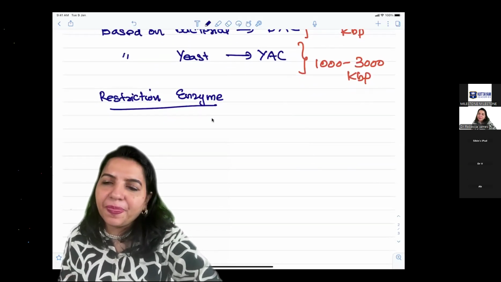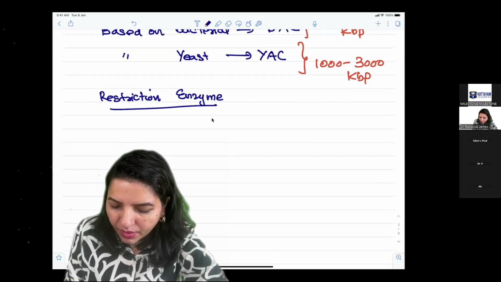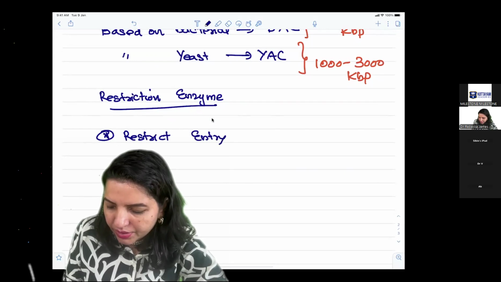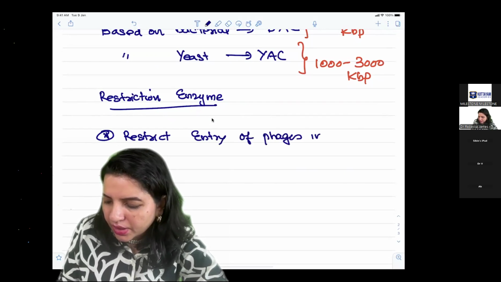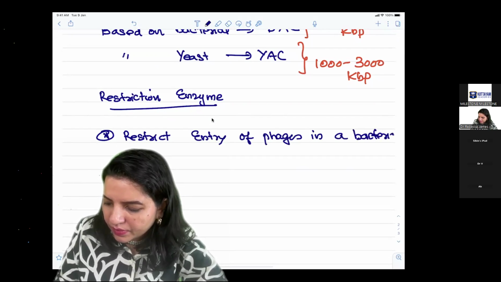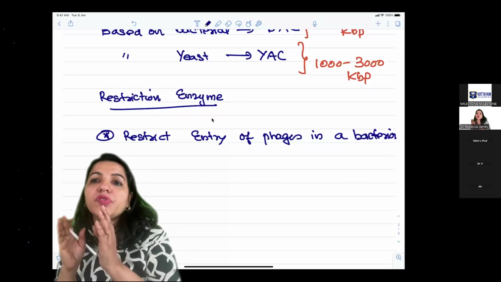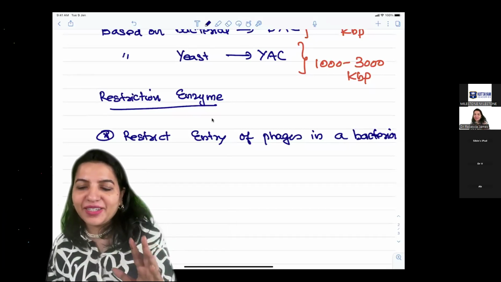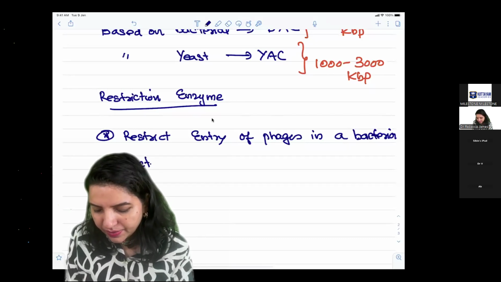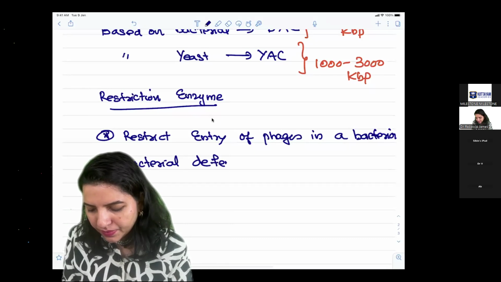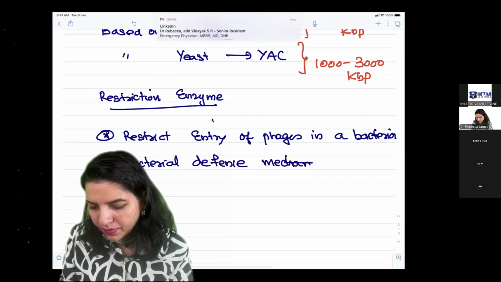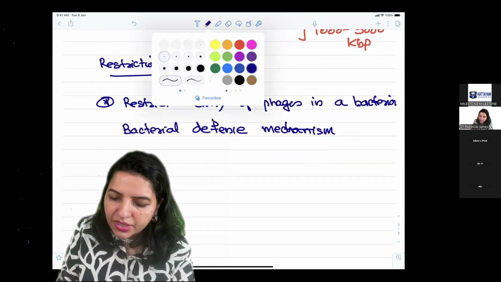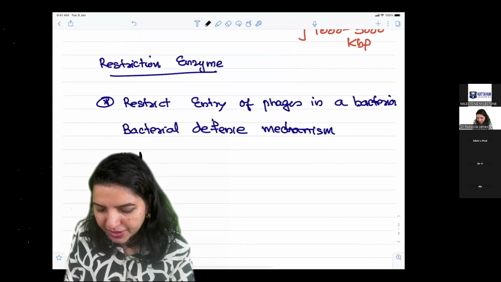Okay, so what are restriction enzymes? Restriction enzymes are enzymes which can restrict entry of phages in a bacteria. They are called restriction enzymes because phages are always the enemies of bacteria. So they want to cut the phage. Once the phage enters, it will cut it into pieces. Who? Restriction enzyme. So restriction enzyme is a bacterial defense mechanism.